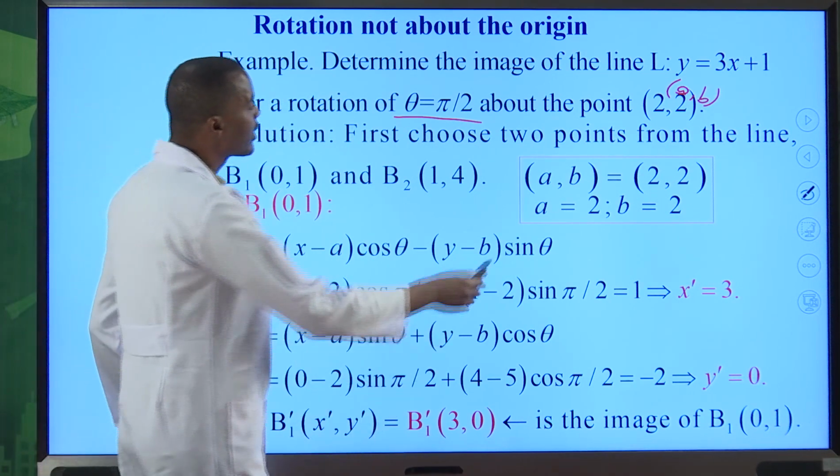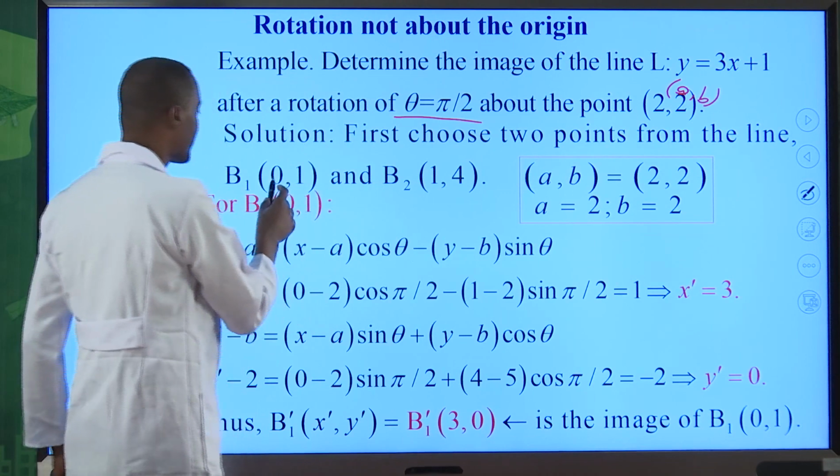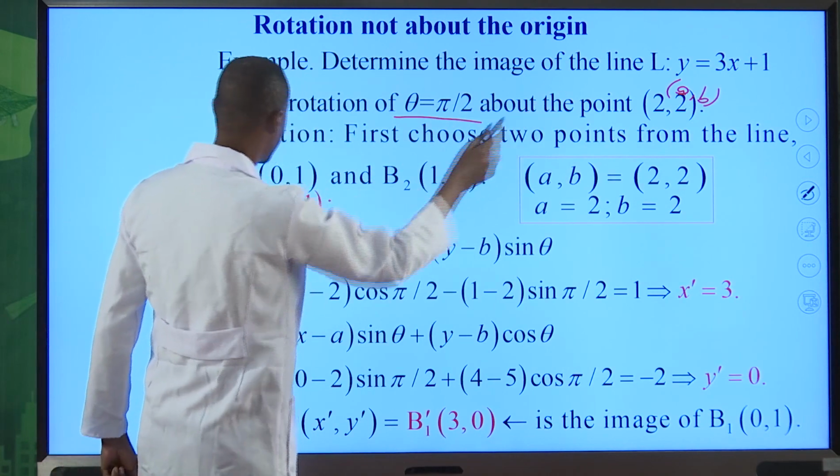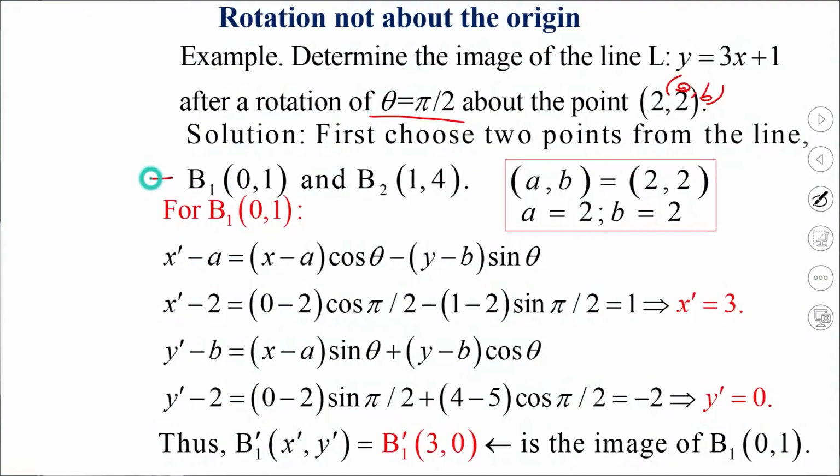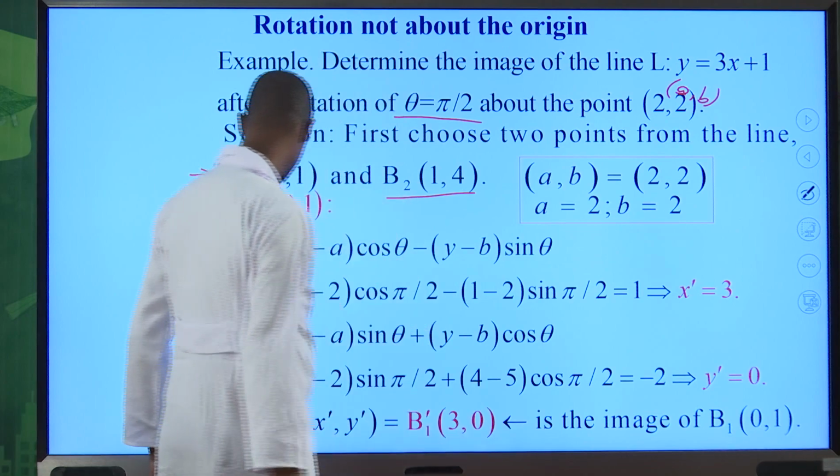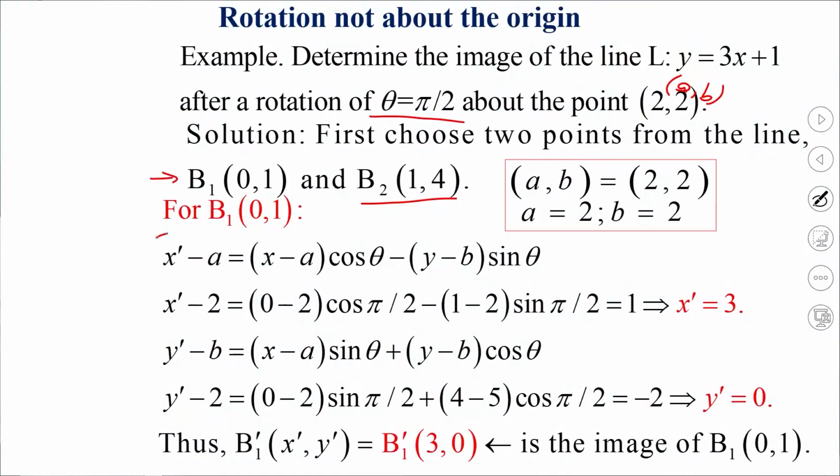If I choose x to be 0, 0 times 3 is 0, plus 1 will be 1. Then one of my points of choice is b1 of (0, 1). If I choose x to be 1, it will be 3 times 1, 3 plus 1 will be 4. That is my second point. And as I told you, my (a, b) is (2, 2), where a is 2 and b is 2. I will directly substitute that into my formula.